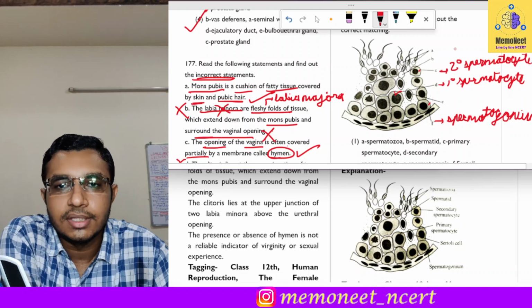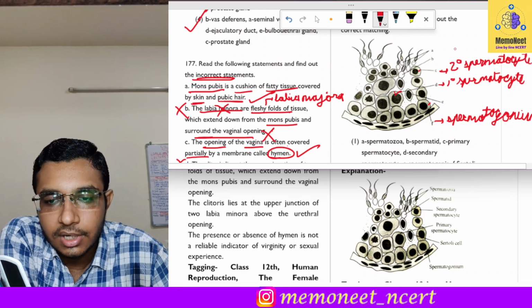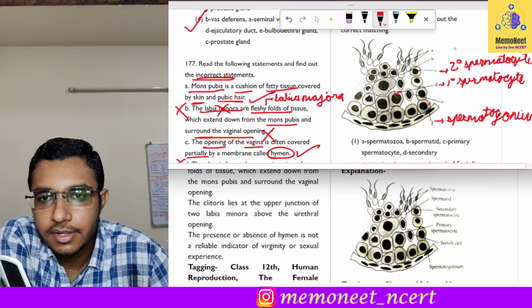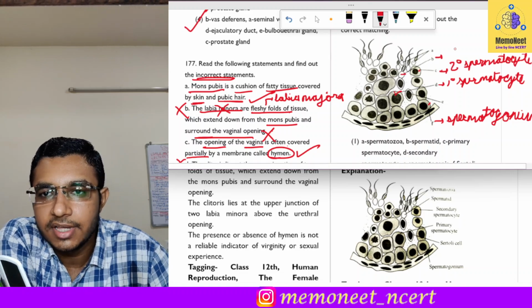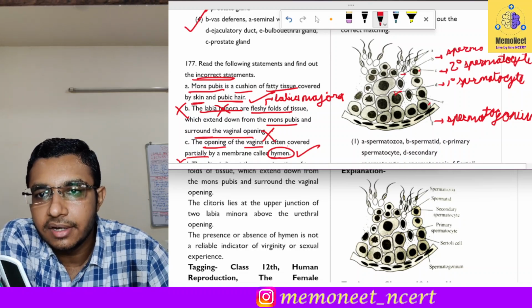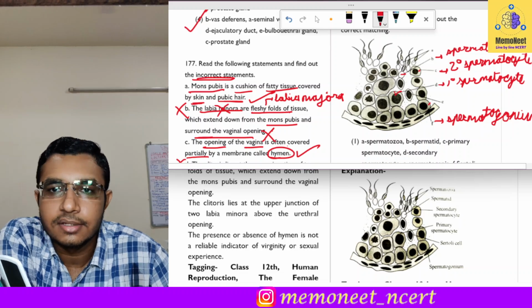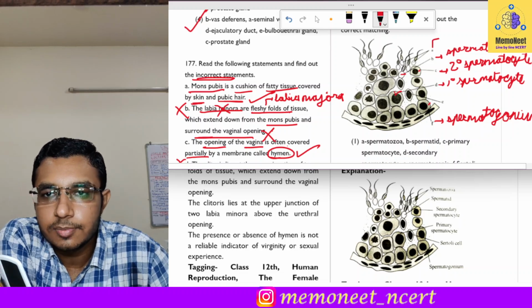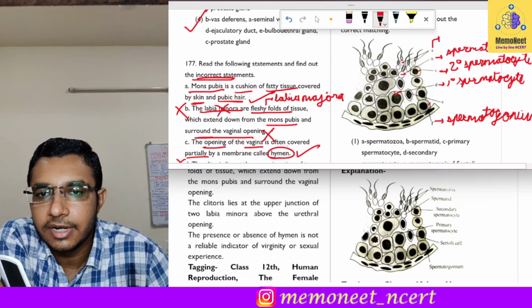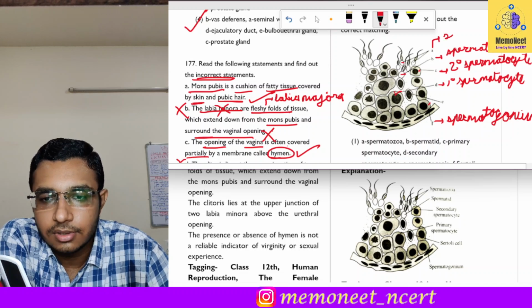Okay, then secondary spermatocyte further divides to form spermatid. So this cell which is labeled as B is the spermatid, and the spermatid is converted to mature spermatozoa, that is labeled as A. So this is the mature spermatozoa.